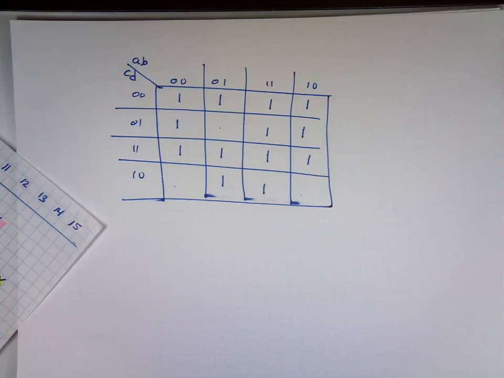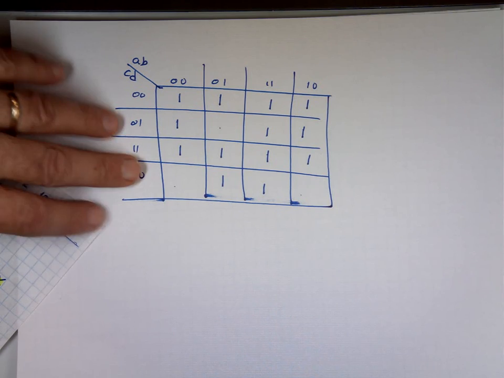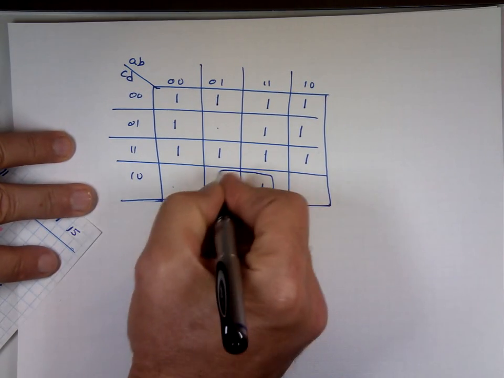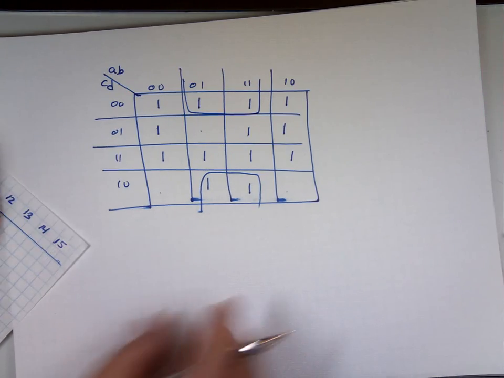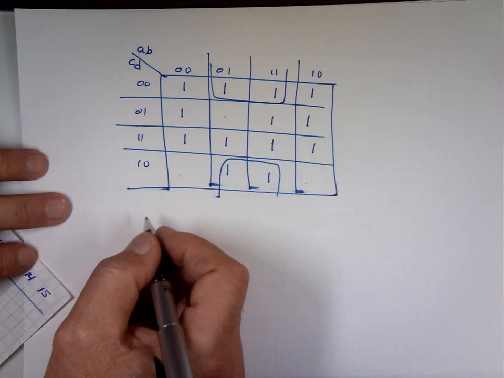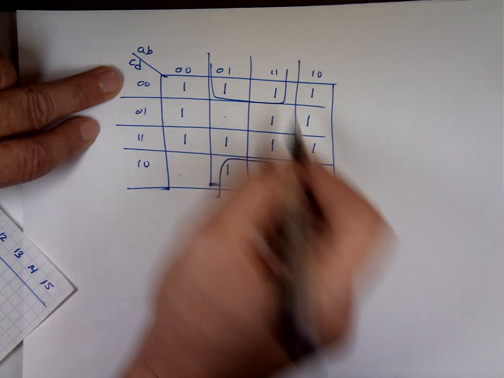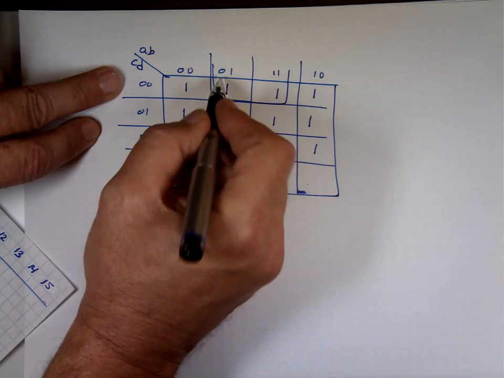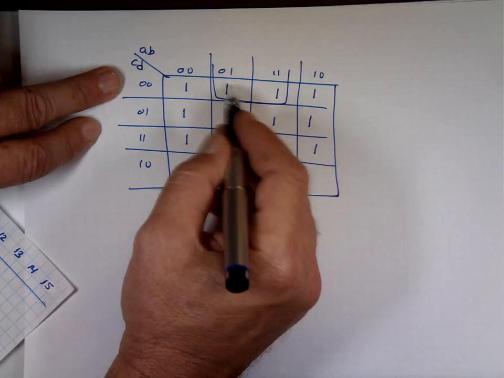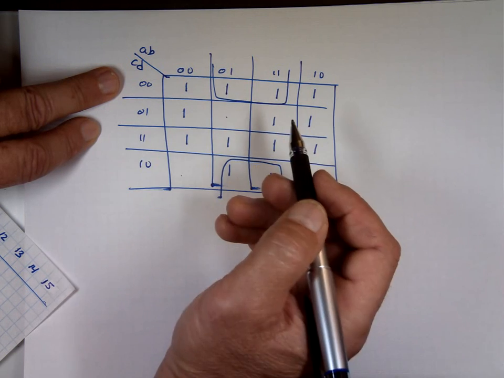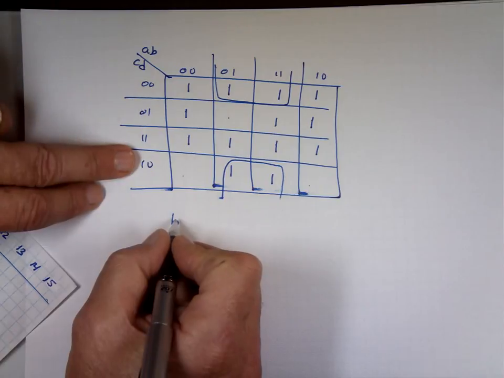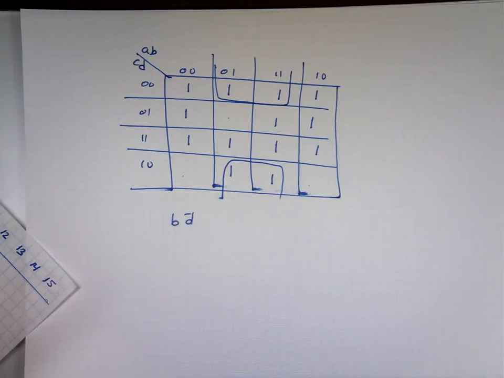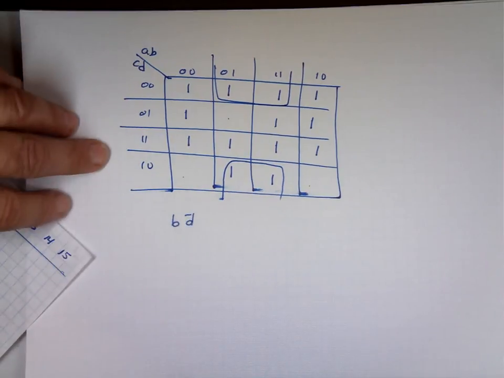So there's one group. If I read that, there's multiple choices for that. That'll be what? That'll be B and D bar. Now, I could take all four together here. That's why there's multiple solutions to this.